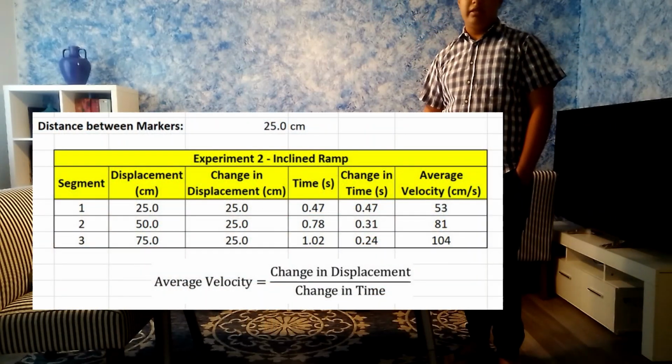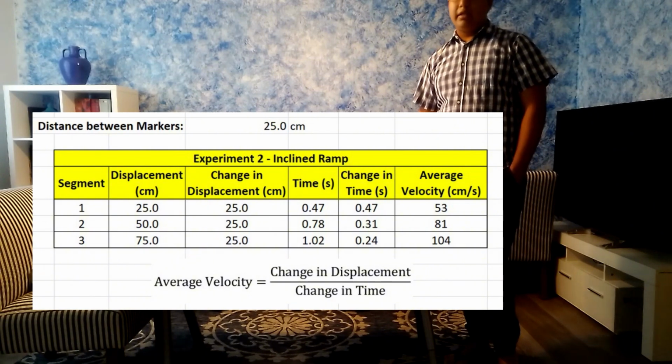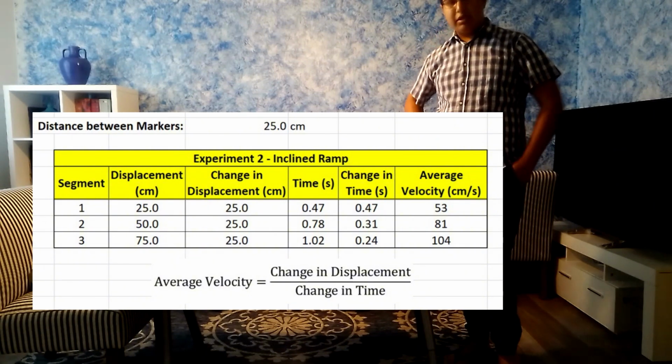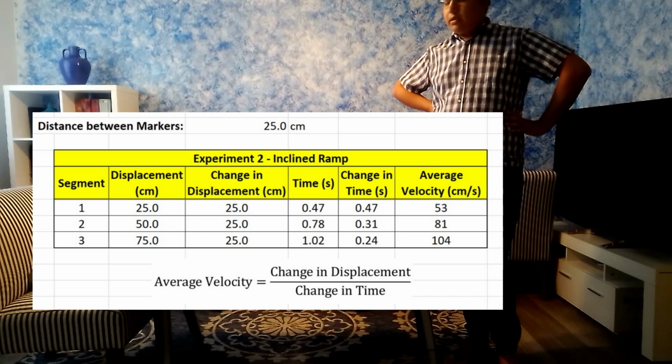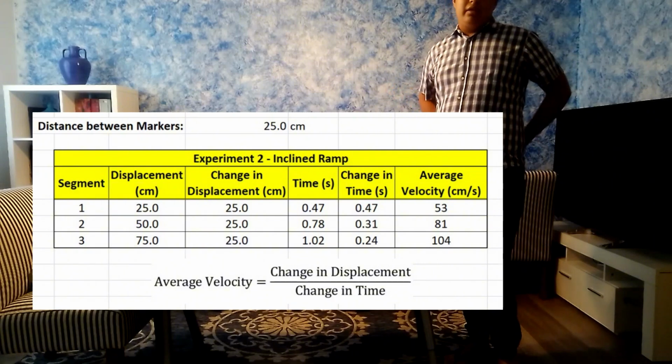And as we can see from the experimental data, as well as the calculations, the object's average velocity was in fact increasing. The results matched our prediction.